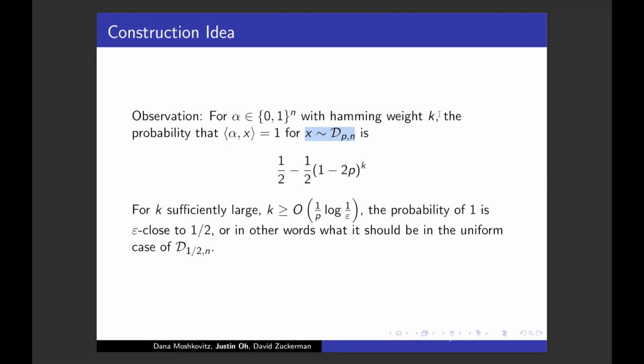So for very large k, what this means is that we really only need to worry about the fine-grained behavior of D sub p versus D sub 1/2, or the uniform distribution, for very small indices, very small Hamming weight alphas.